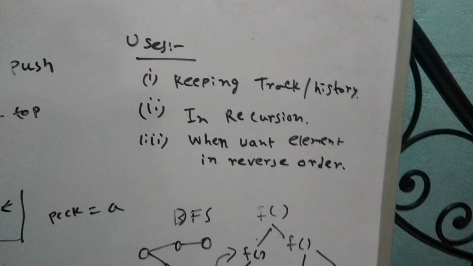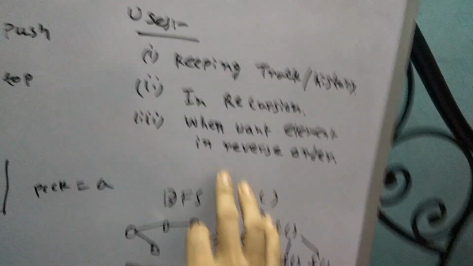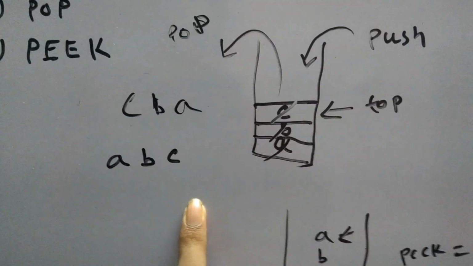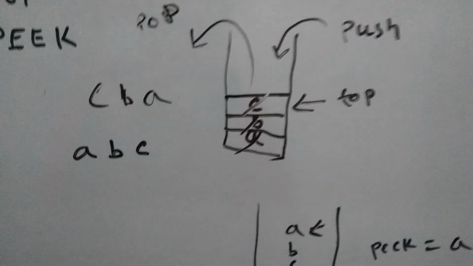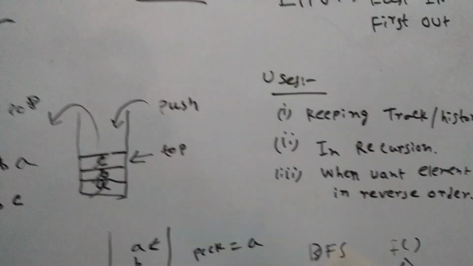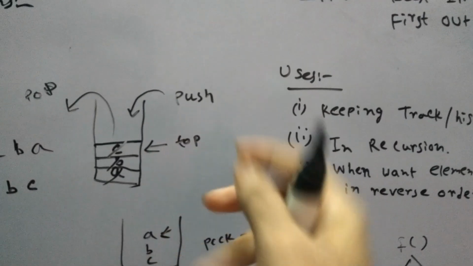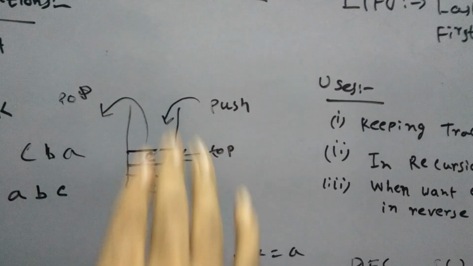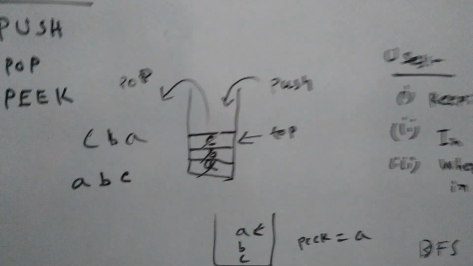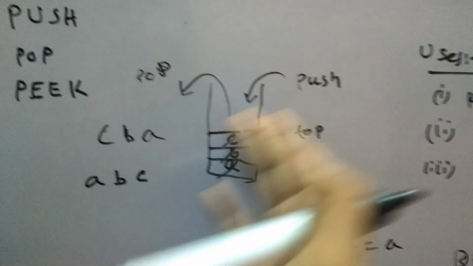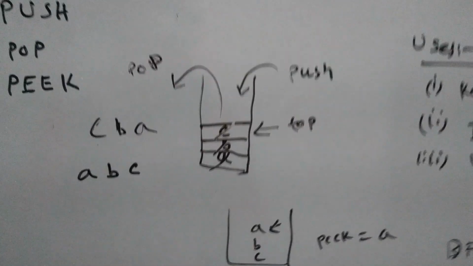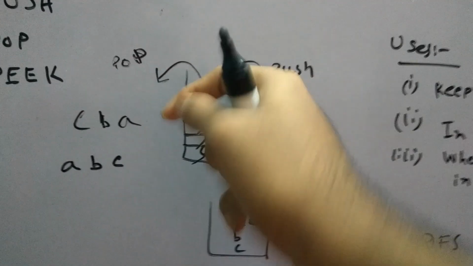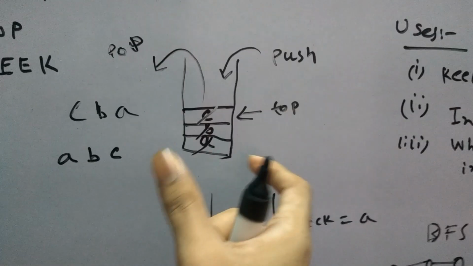And last of all, when we want the elements in reverse order, as I have shown over here, we inserted A, B, C and we get C, B, A after popping. So when we are inserting in order and removing the elements and we want the reverse order, then we use the stack. One very basic program we can do is reversal of a string or reversal of a number using a stack. We just push the elements, and after that, if we pop the elements, they will be in reverse order. So these are the main use cases of stack.